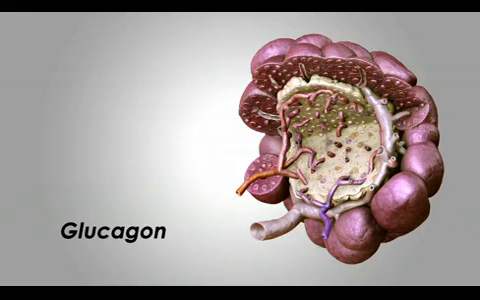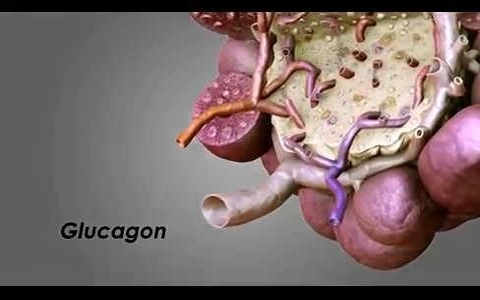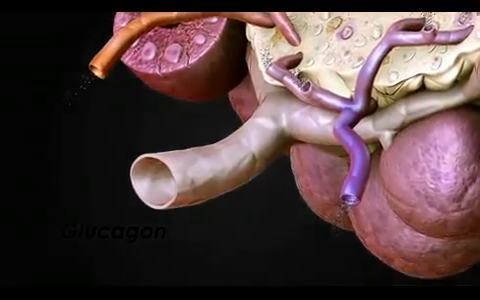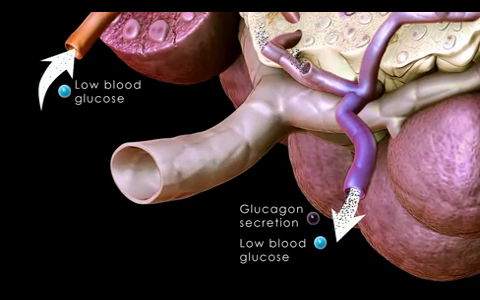Glucagon. Glucagon is released by the A cells of the pancreas in response to low blood sugar. This normally occurs in fasted or stressful states and during exercise. Glucagon stimulates tissues such as the liver to release stored glucose into the bloodstream to return blood sugar levels to normal.